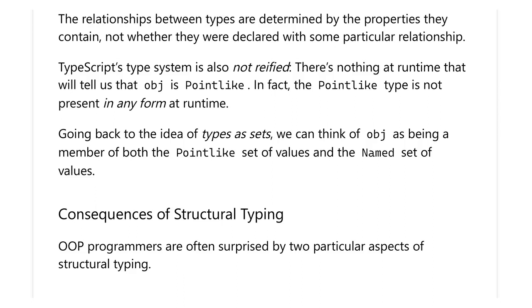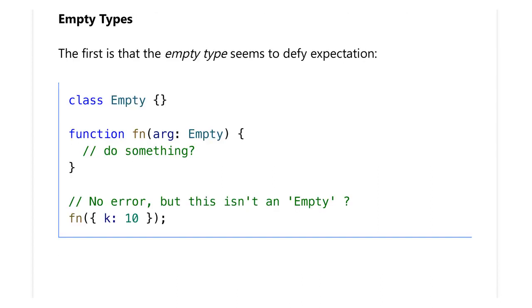Going back to the idea of types as sets, we can think of obj as being a member of both the PointLike set of values and the Named set of values. Consequences of structural typing. OOP programmers are often surprised by two particular aspects of structural typing. Empty types. The first is that the empty type seems to defy expectation.